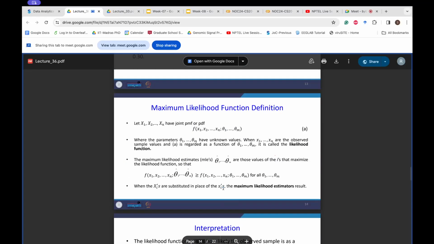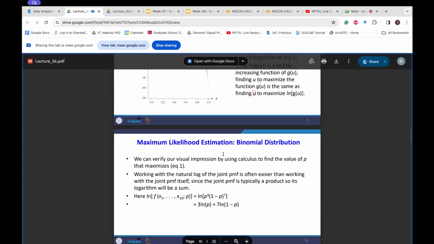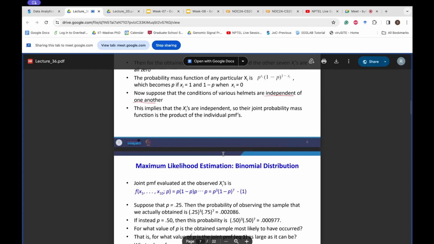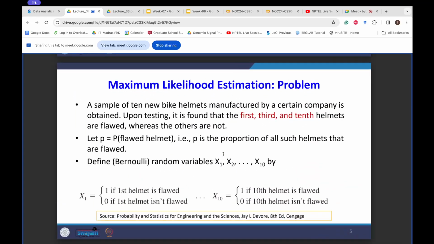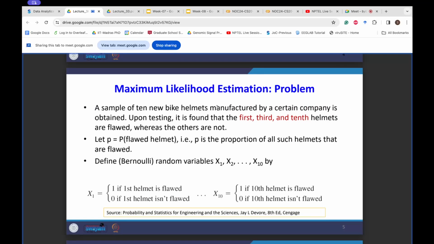So here are the examples. The first example was for the Bernoulli distribution. So Bernoulli distribution is nothing but a product of probability values. Like say you have been given n random variables, and each random variable will be having a certain probability of success or failure.